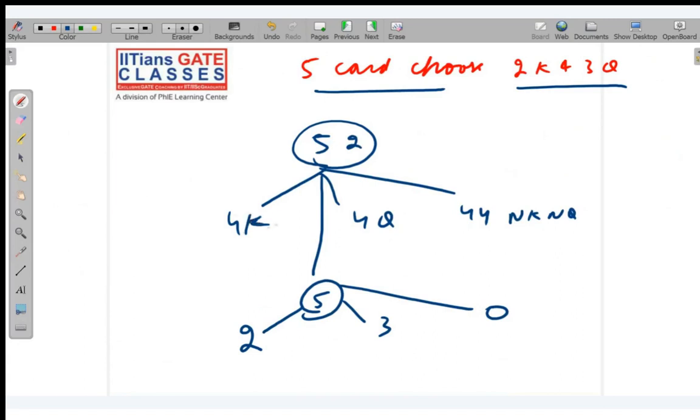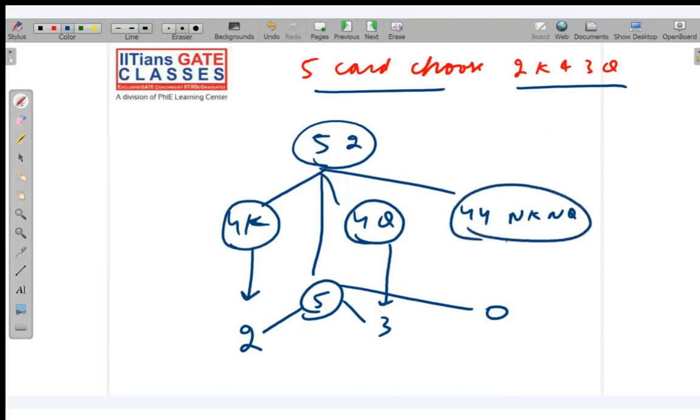4 kings, 4 queens, and 44 non-king and non-queens. So what will be the answer? From 4 kings, I have to pick 2. From 4 queens, I have to pick 3. And from 44 non-king, non-queen, I have to pick 0. This is very, very important. Please try to focus.